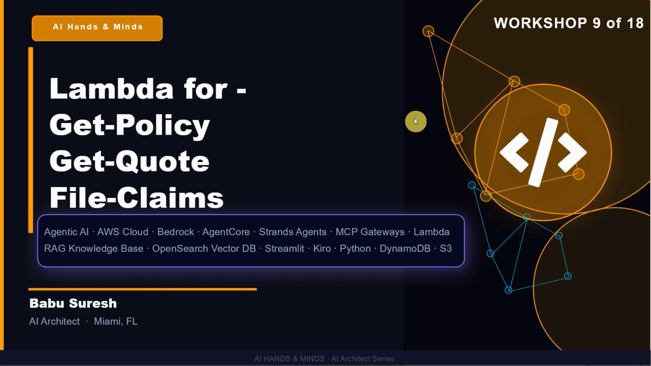If you're here, this is part of a 14-part workshop series where we build a complete AI-powered auto insurance agent system from scratch using AWS Bedrock AgentCore, Strands, Gateway, MCP, and RAG. Each workshop builds directly on the previous one, so I highly recommend watching the previous workshop first. The link is in the description below.